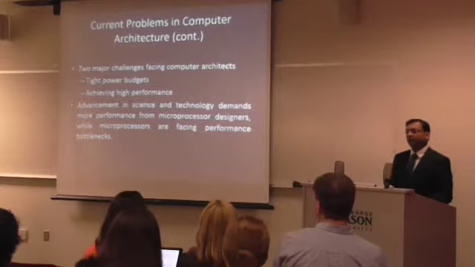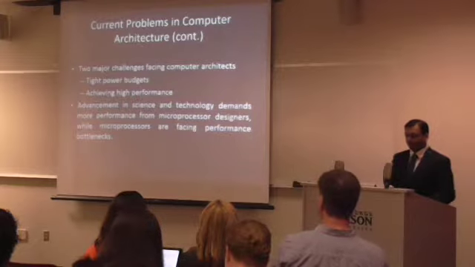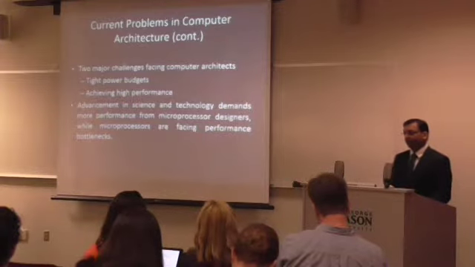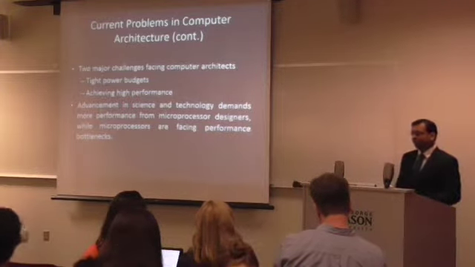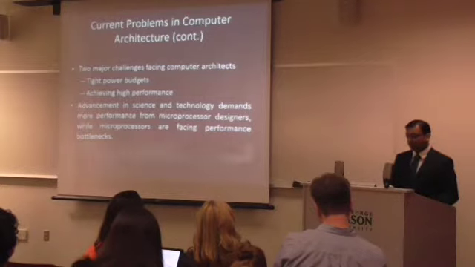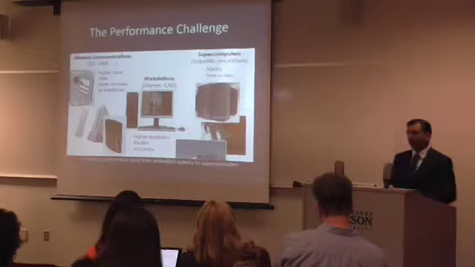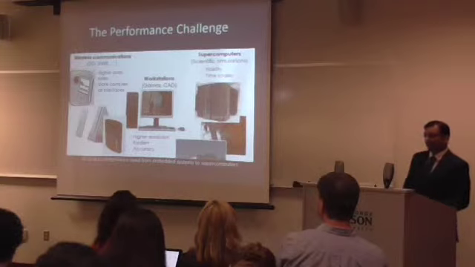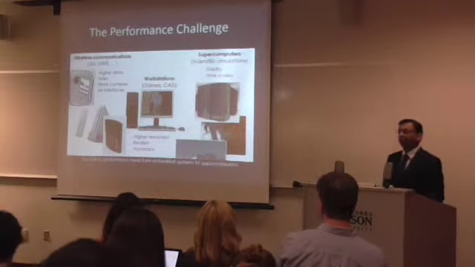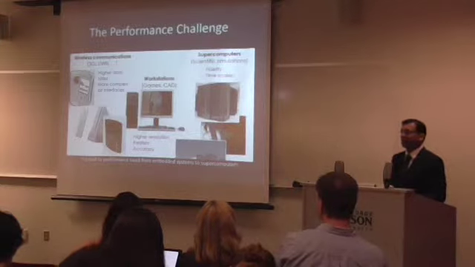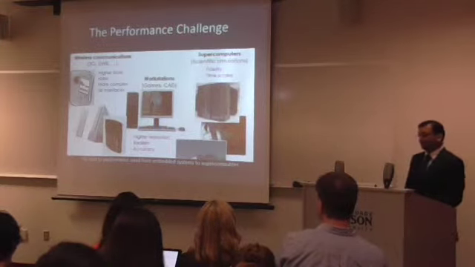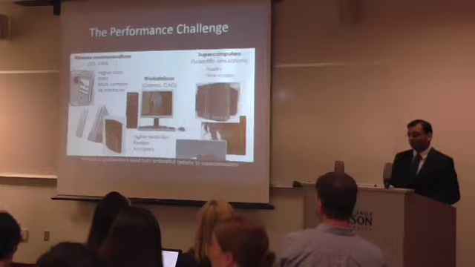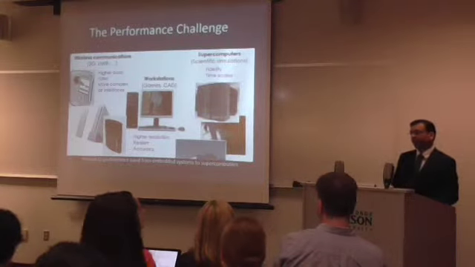So, because there are advancements in science and technology, demands on the performance of microprocessors are growing, while microprocessors are facing performance bottlenecks. So, which industries require these higher performances? Wireless communications require higher data rates and more complex interfaces. Workstations, such as those for games, require higher resolution, realism, and accuracy. And supercomputers require fidelity and time scales. So there is no limit to how much supercomputer performance can be improved.